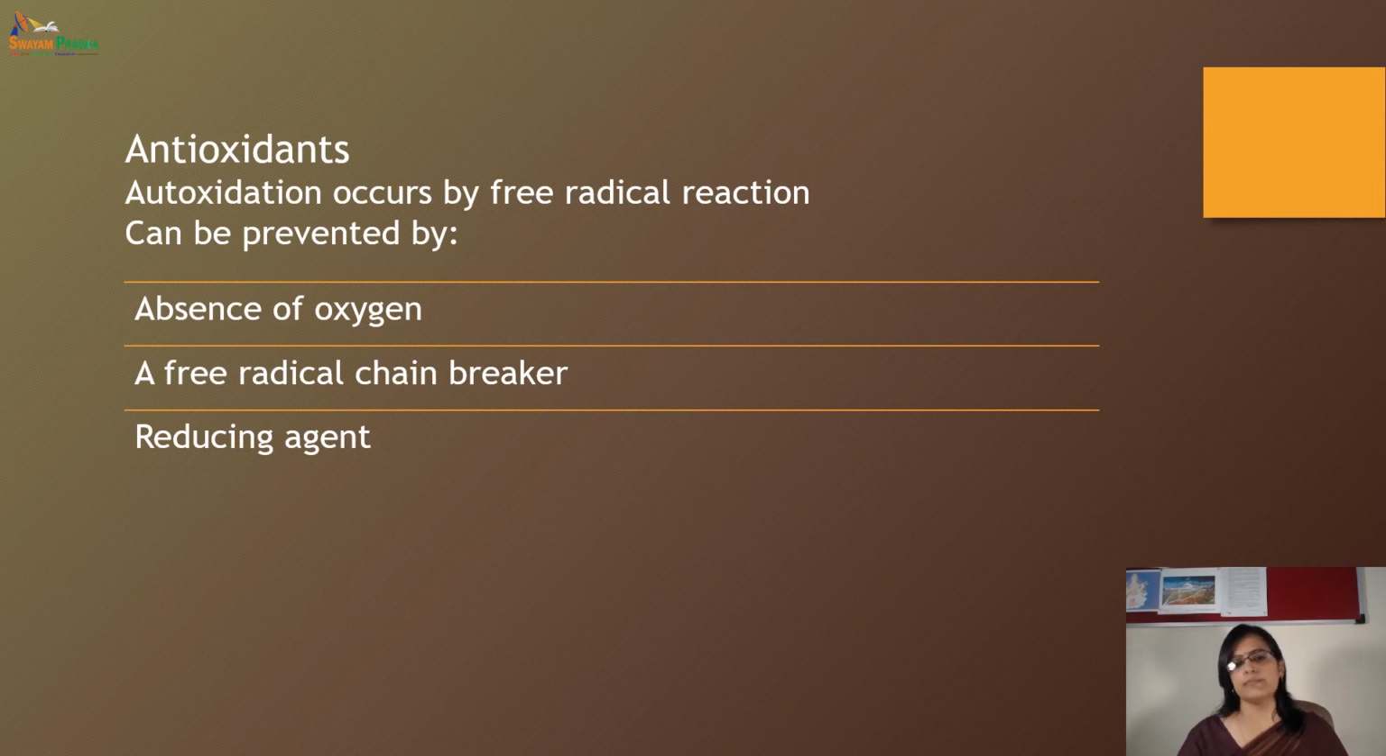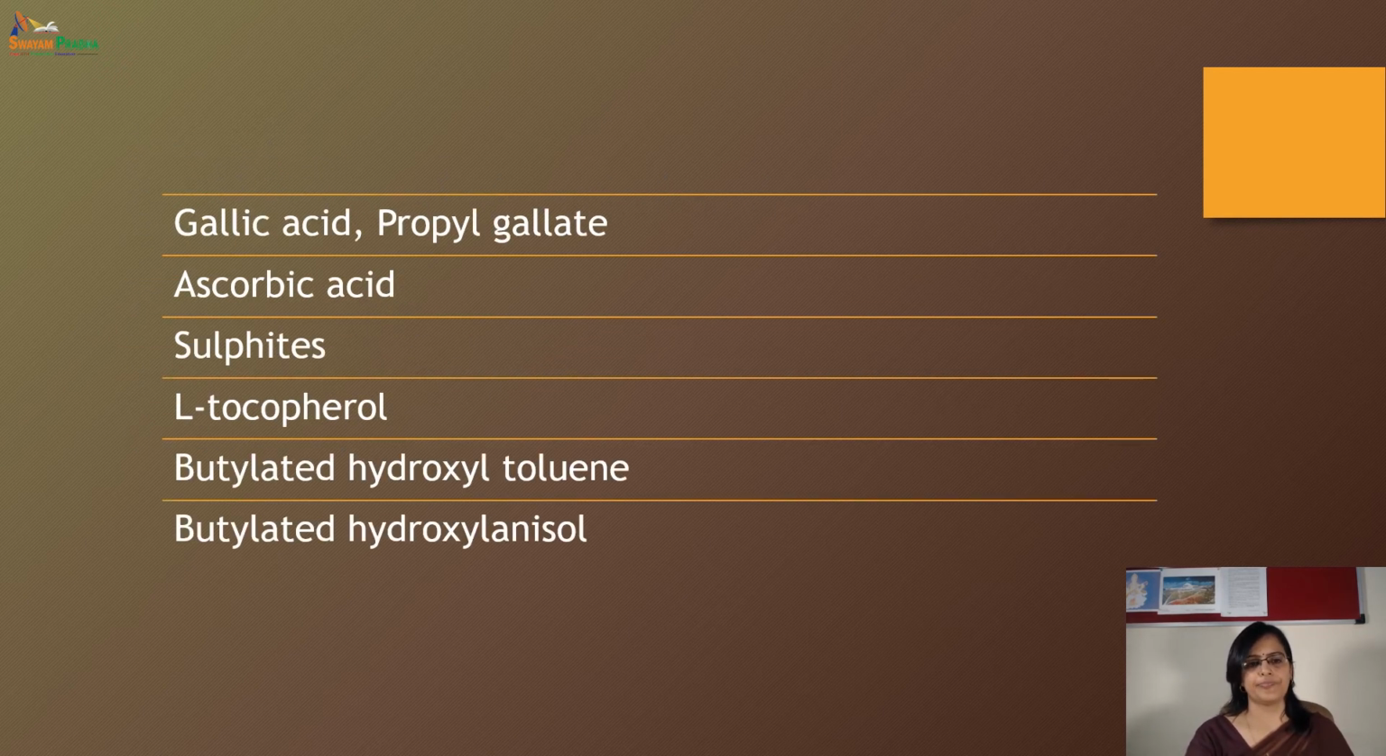Oxidation occurs by a free radical reaction, so it can be prevented by the absence of oxygen, by a free radical chain breaker, and by using a reducing agent. Gallic acid, propyl gallate, ascorbic acid, sulfites, alpha-tocopherol, butylated hydroxytoluene and butylated hydroxyanisole are examples for this.